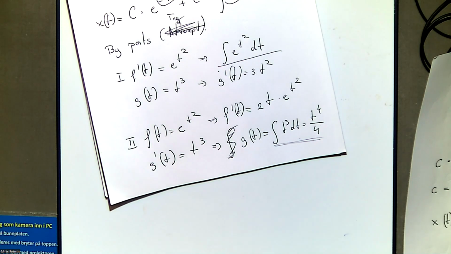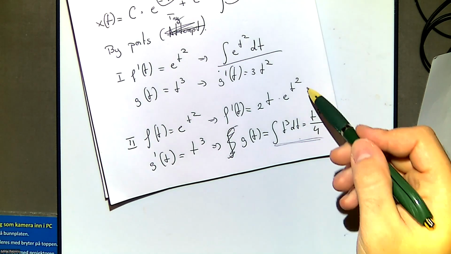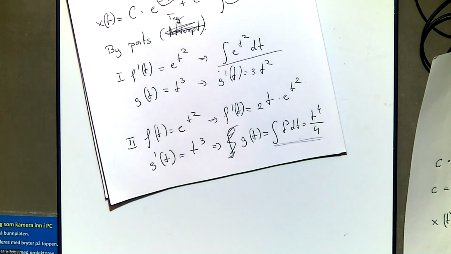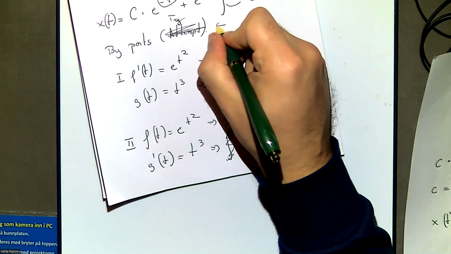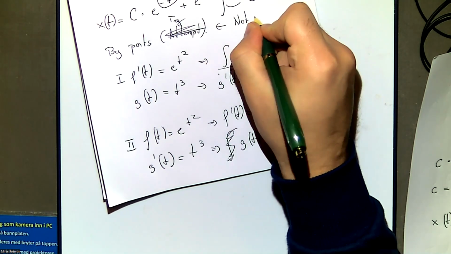And the problem with using this one is that my powers are going up. I'm getting another t here, I'm getting a t to the 4th here, so it's getting worse and worse. Remember my whole argument: if you're going from bigger powers to smaller powers, you are doing well. If you're going the other way around, you're not going to solve it. In this case, I'm not going to solve it. So what did we learn from this method? Not working.